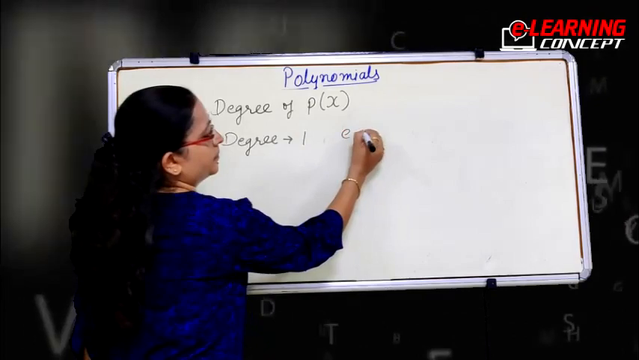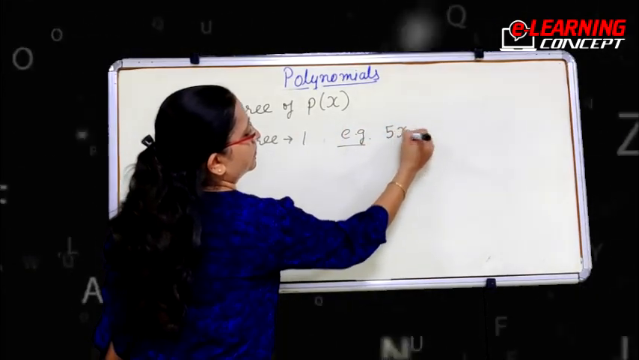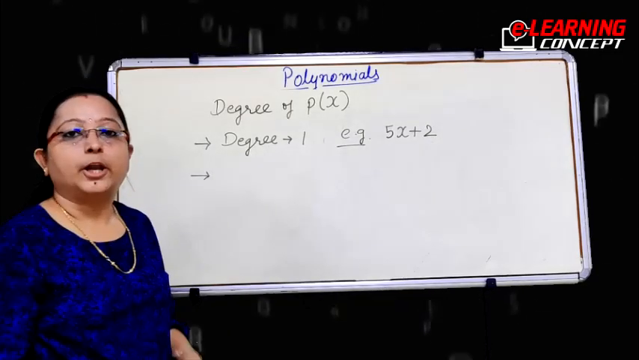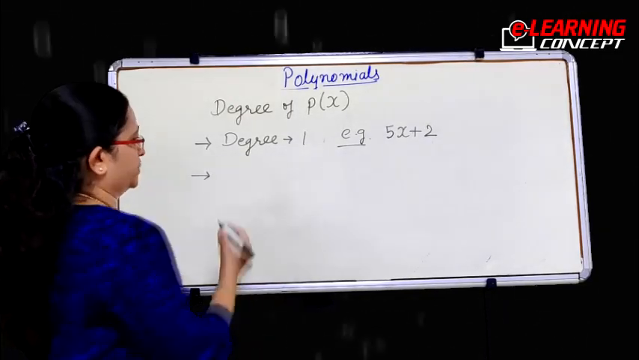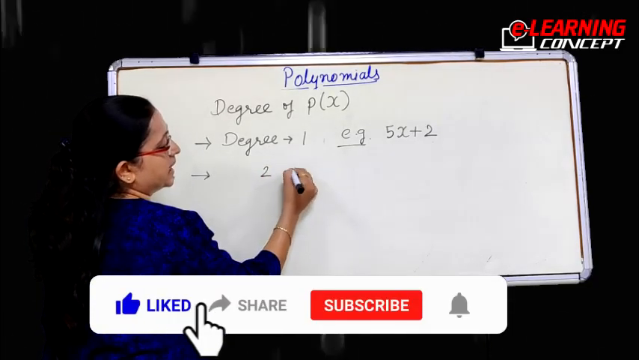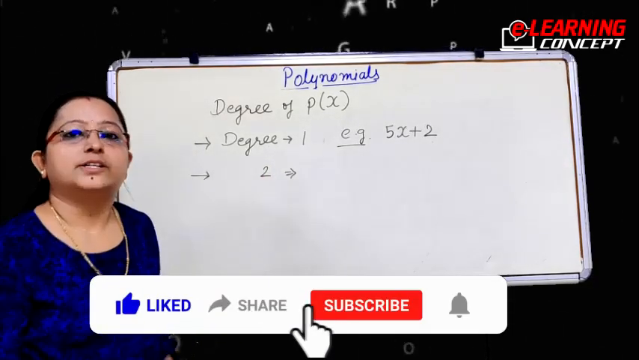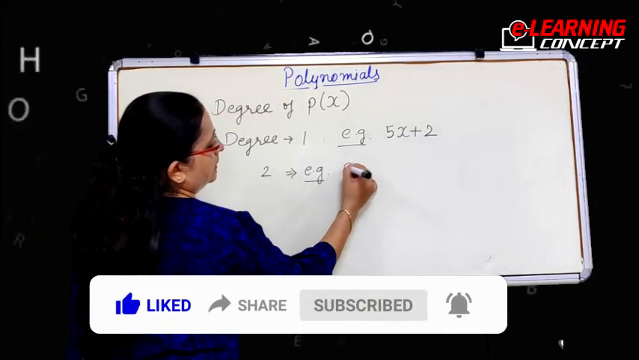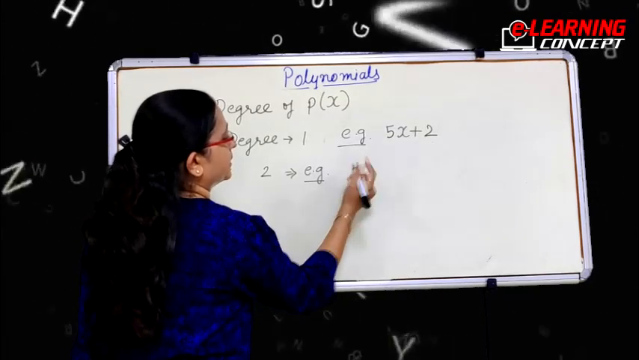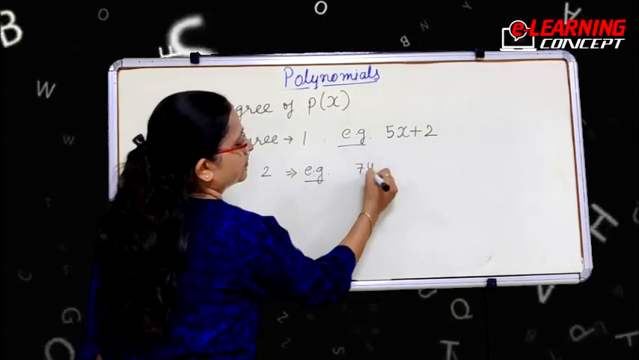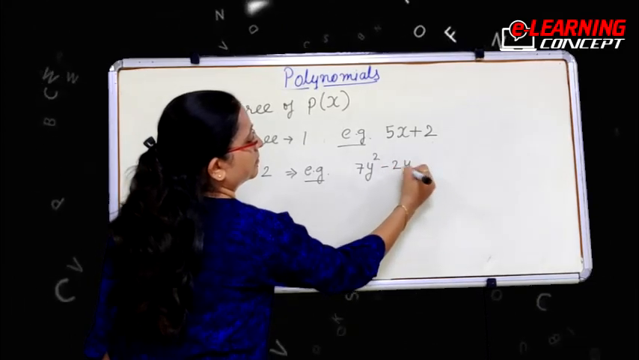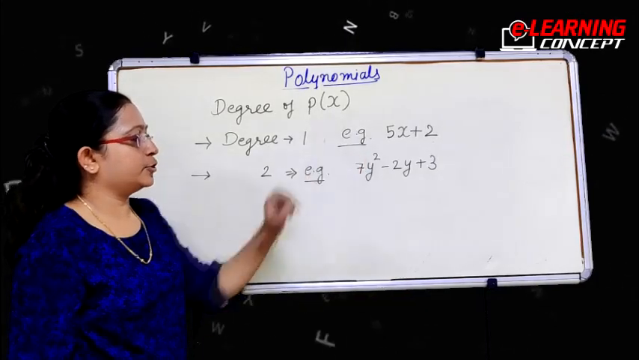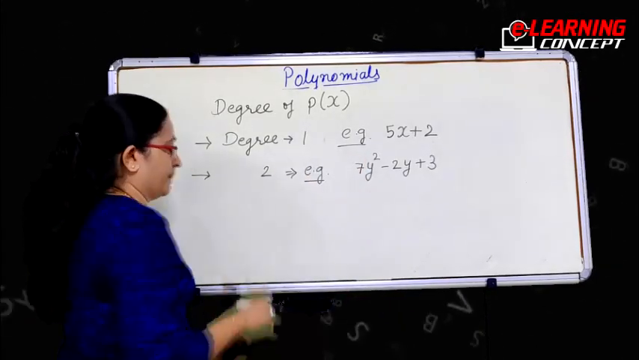For example, similarly, polynomials with degree 2. So this kind of polynomials are called quadratic polynomials. For example, this time let us take y. So here degree of y, highest power is 2. That's why this is quadratic.